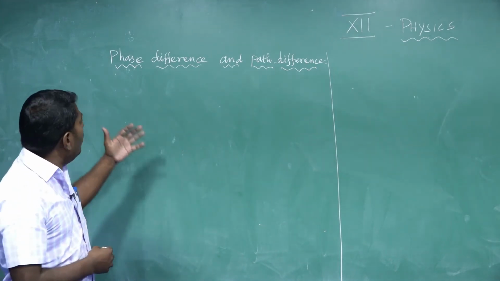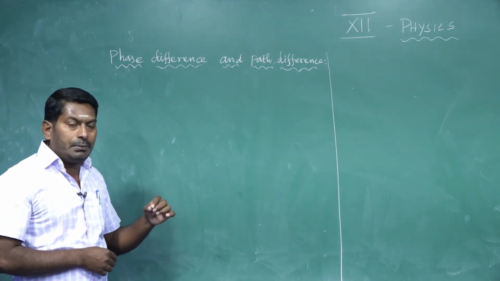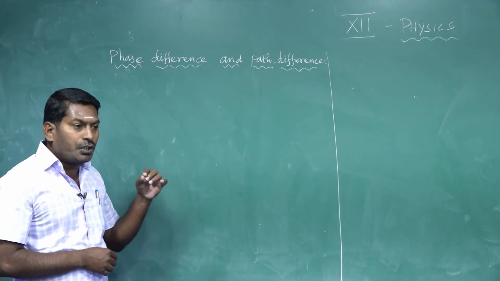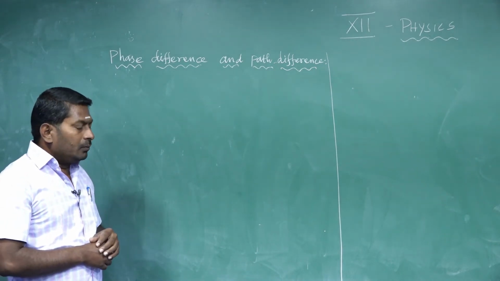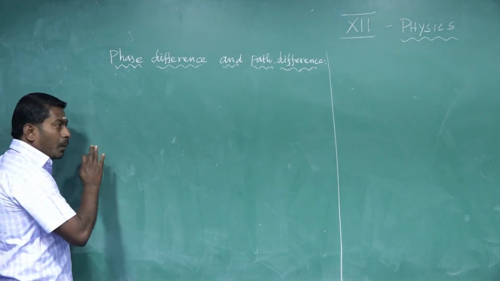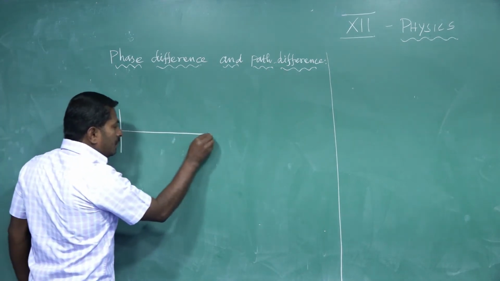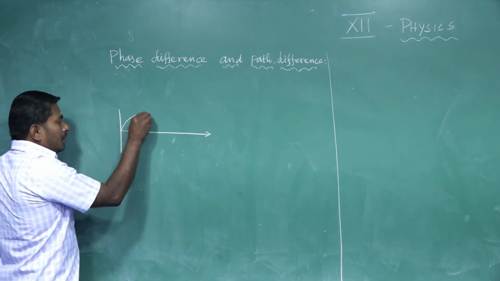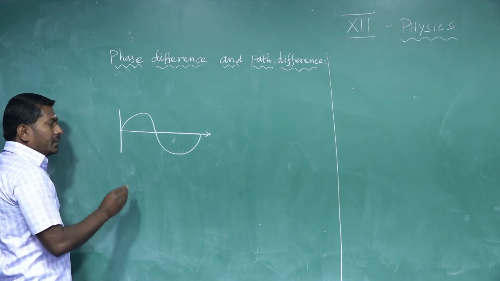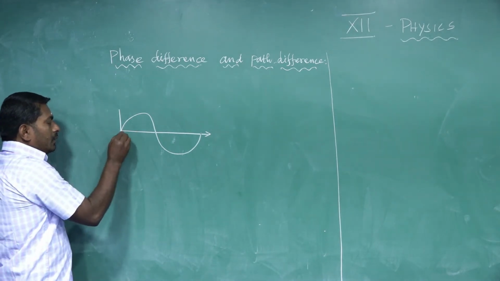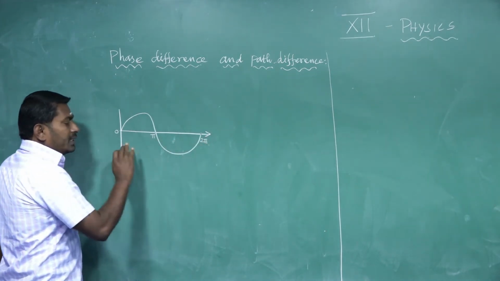So, before going to see the phase difference and the path difference, what is the phase of a wave? Phase of a wave is defined as the angular position of the vibration of the particles of the medium. That is called the phase of a wave. Here, as a wave propagates, during its propagation, I consider this is one complete wave. 0, pi, 2 pi. This is the phase of a wave.